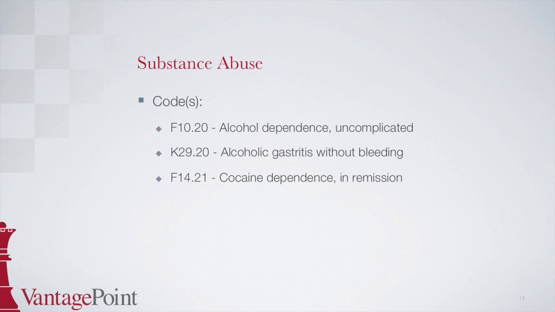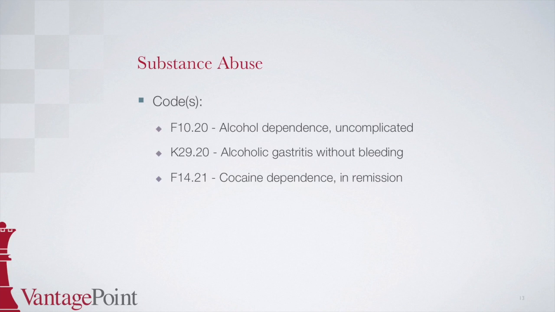The next code is K29.20, alcoholic gastritis without bleeding. To find this code, go to gastritis in the alphabetic index and then find the term alcoholic indented below. Since there is no option for chronic listed, you would use the code for the alcoholic gastritis, which points to K29.20. After confirming in the tabular, this code is most appropriate since documentation does not state that the patient has bleeding. Therefore, the default is without bleeding.